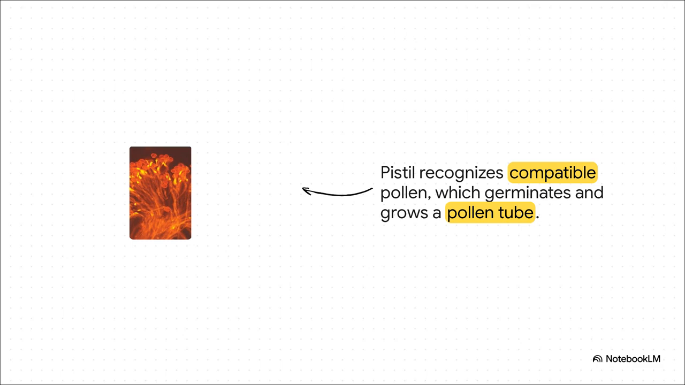If the pollen is of the right type, the pistil accepts it. The pollen grain then germinates, growing a long tube, the pollen tube, down through the style towards the ovule. But if the pollen is the wrong type, incompatible, the pistil rejects it, and the pollen tube simply won't grow.